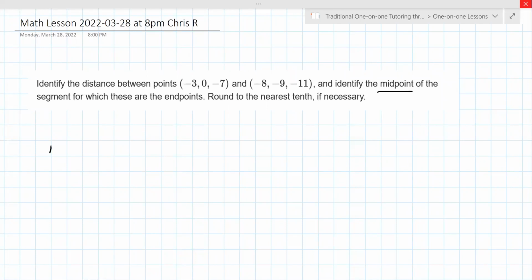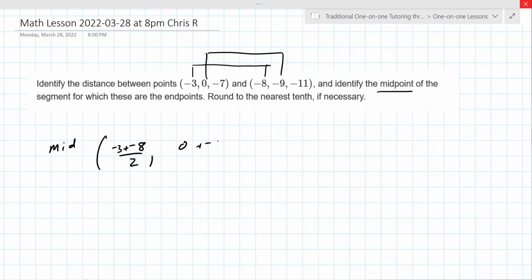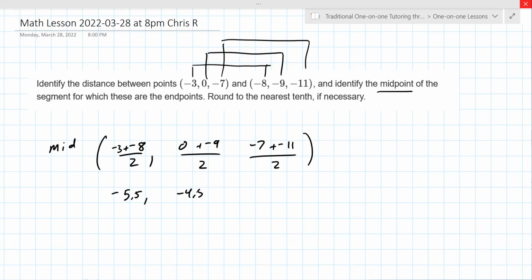So the midpoint is always the average. Like you take -3 and -8, you add them up and divide by 2. Then you take the next point, 0 plus -9, and you divide by 2. And then you take the -7 and the -11 and you divide by 2. So it ends up being -5.5, -4.5, and -9 for your midpoint. Is that okay? Yes. Right.